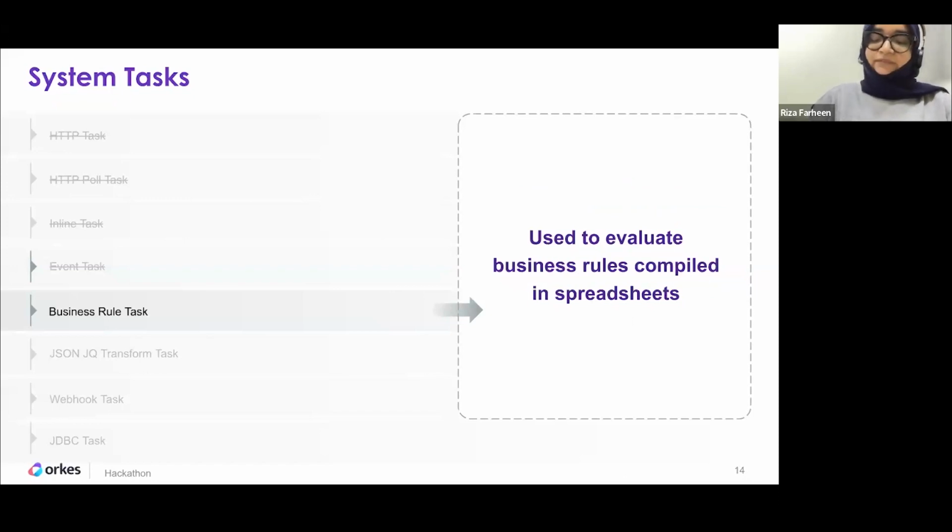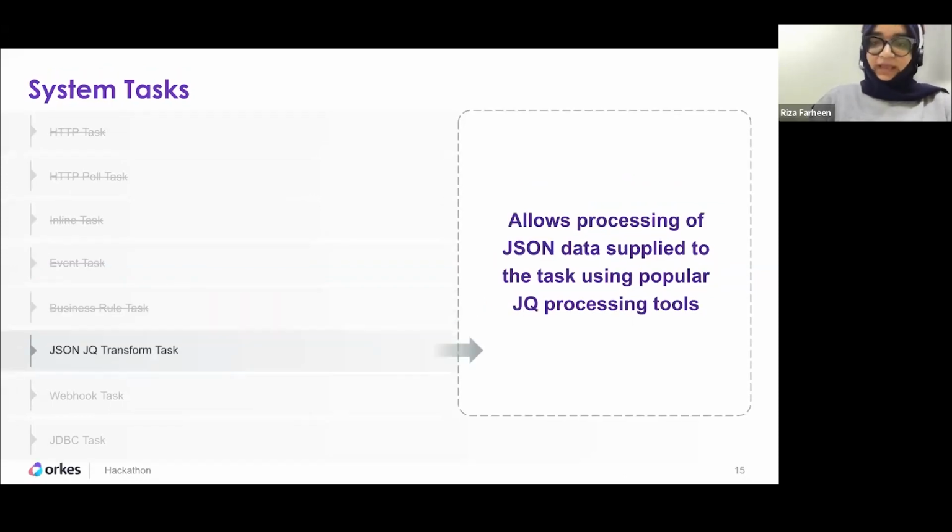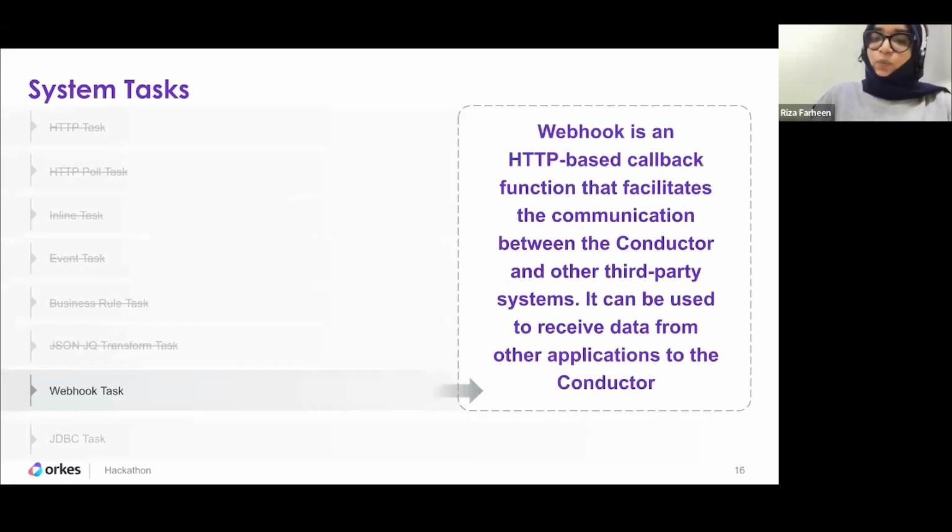Then we have the JSON JQ transform task. The JSON JQ transform task allows processing of the JSON data that is supplied to the task using the JQ processing tools, and it would be converted into the required format. The examples of using these will be demonstrated by the end of the session and also in tomorrow's session. Then we have the webhook task.